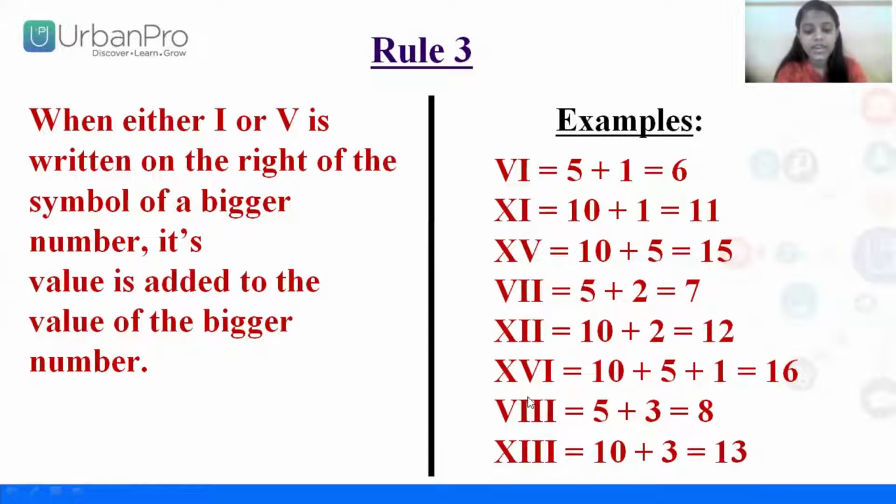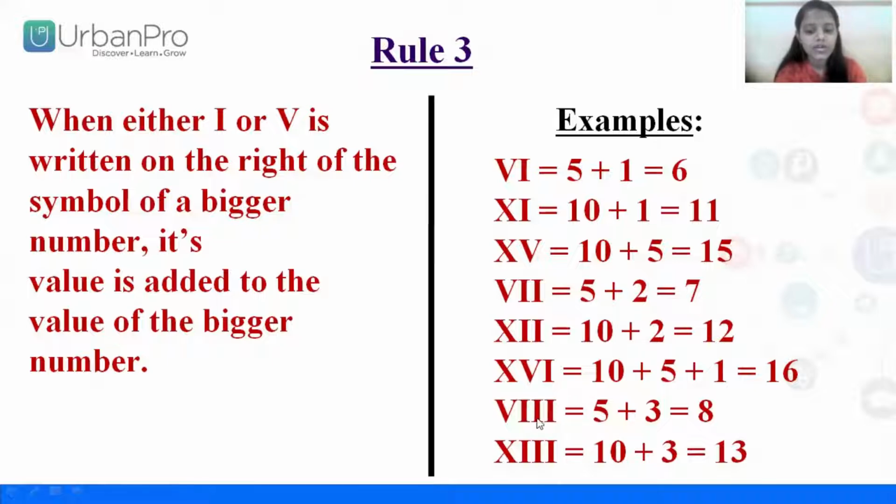And see here, V, I, I, I. See, I is repeated 3 times. So keep a note, it is repeated only 3 times, not more than 3, okay? So V is 5. So see, 3 I's. 3 I's, it doesn't mean 1 plus 1 plus 1, it's also okay.